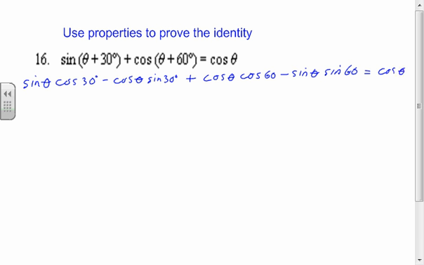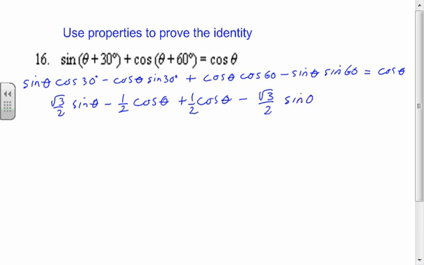And the cosine of 30 is root 3 over 2 sine theta, minus the sine of 30, which is 1/2, cosine theta, plus cosine theta times the cosine of 60, which is 1/2, so let me put that there, minus root 3 over 2 sine theta equals cosine theta. This does not look like it's going to work out, does it? Looks like this is going to turn out to be 0.